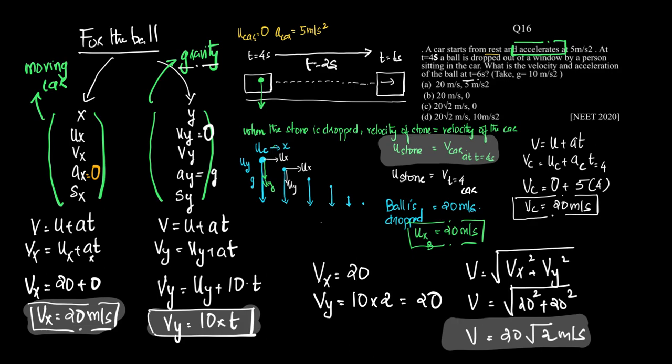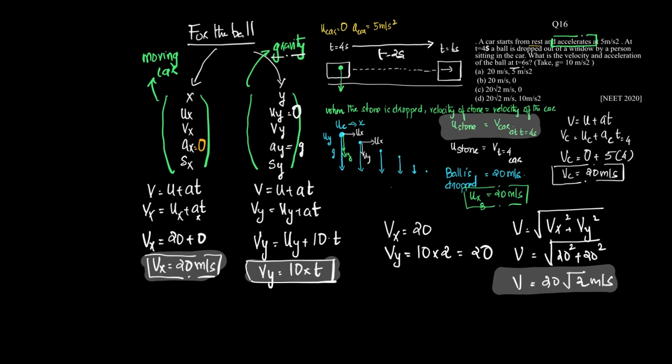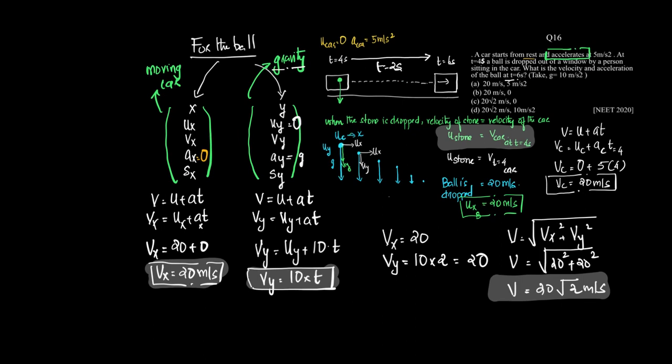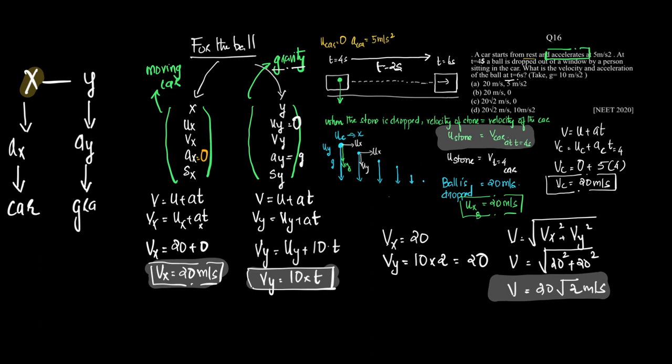Now, what happens with respect to acceleration? See, for the ball, acceleration also is along two components, which is the x component and the y component. What is the acceleration along the x component? It is ax. What is the acceleration along the y component? It is ay. What is the source of ax? It is the velocity of the car. What is the source of ay? It is the acceleration caused due to gravity.